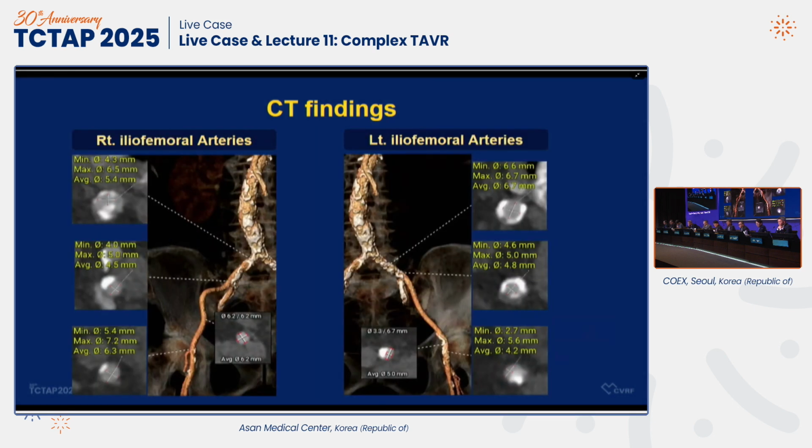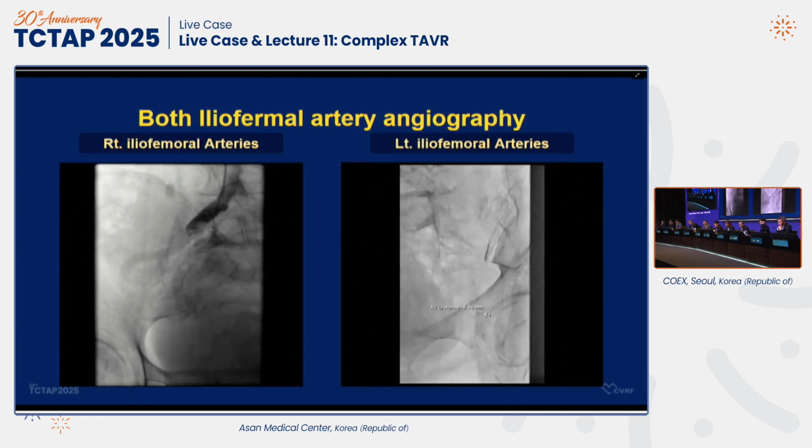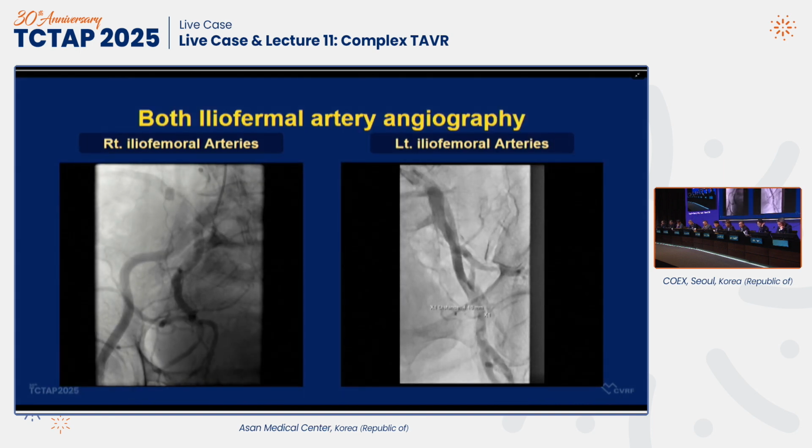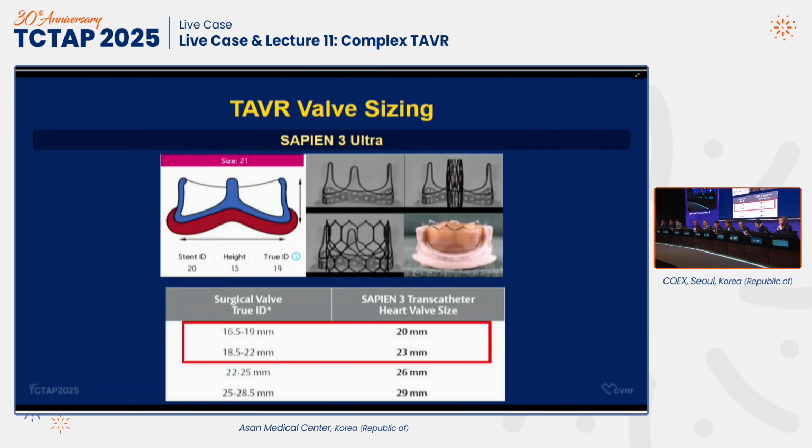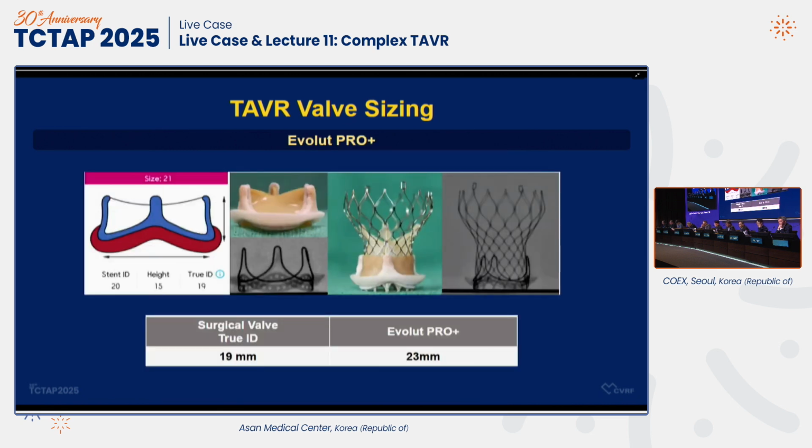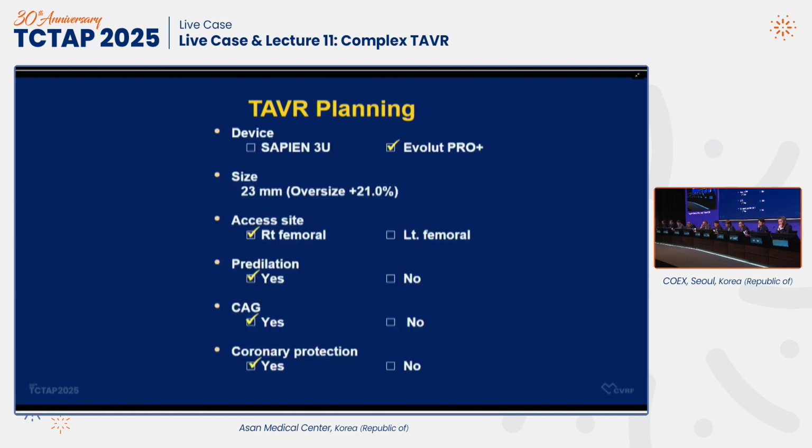Left femoral artery is not visible because of the severe stenosis of the common femoral artery, and right femoral artery is marginal because the iliac bifurcation has a calcium chunk. In conventional peripheral angiography, the right femoral artery may be possible. If we use the SAPIEN valve, we can use the 20 millimeter valve. If we use the Evolut Pro valve, we can use the 23 millimeter valve. This is our plan.